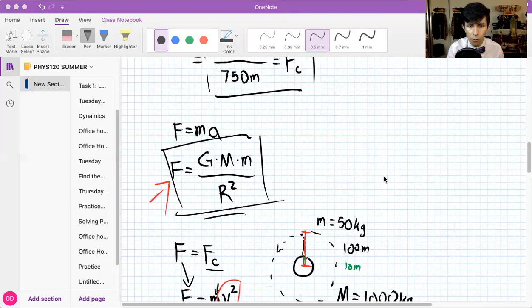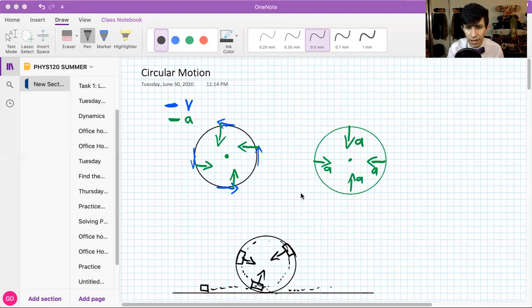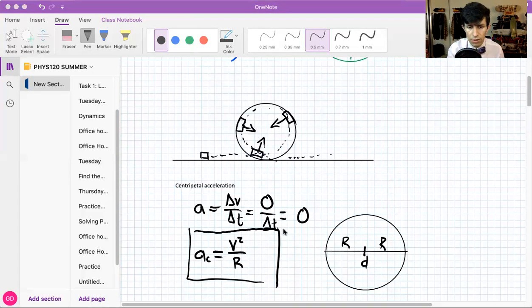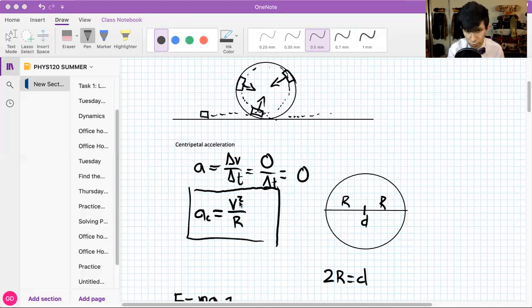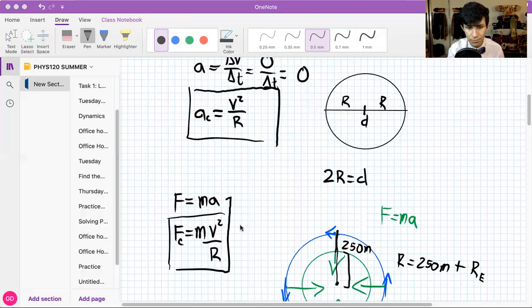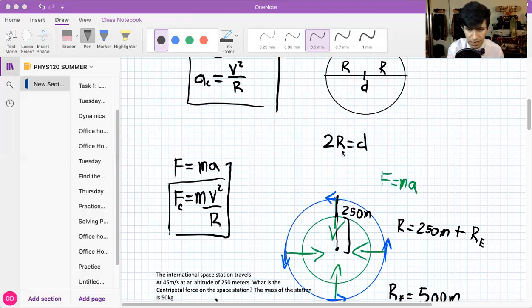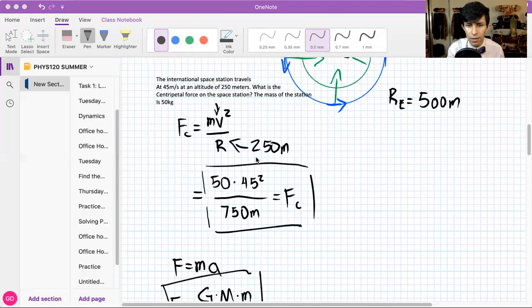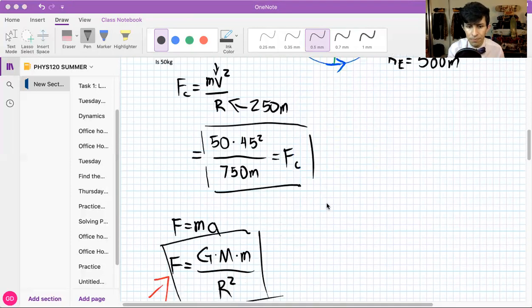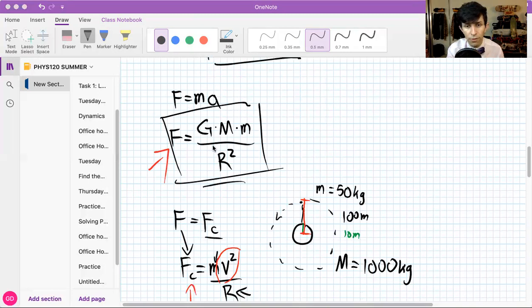To recap, we talked about rotation and how going in a circular pattern, you get an acceleration that we call centripetal acceleration. The way to define centripetal acceleration is the velocity squared over the radius. And then we talked about the relation between radius and diameter. Then we brought up an example of how you apply it. Then we talked about the universal gravitational force equation. I can never remember the actual name. Big G times big M times little m divided by radius squared.